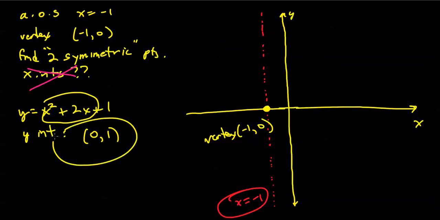So the y-intercept is 0, 1. So when x is 0, y is 1. Now notice that's not the x-intercept. Let me label it. This is the y-intercept.